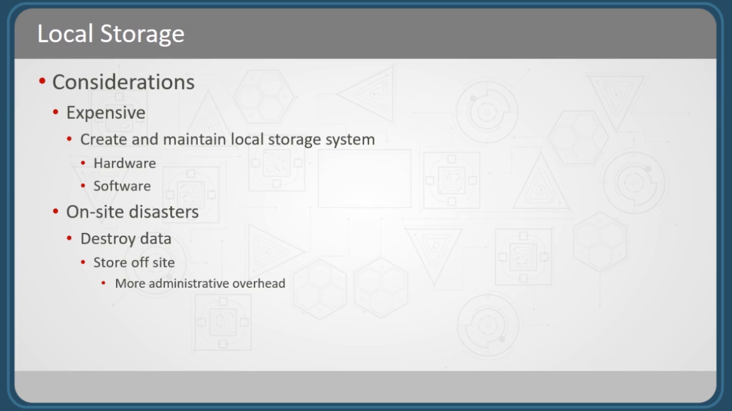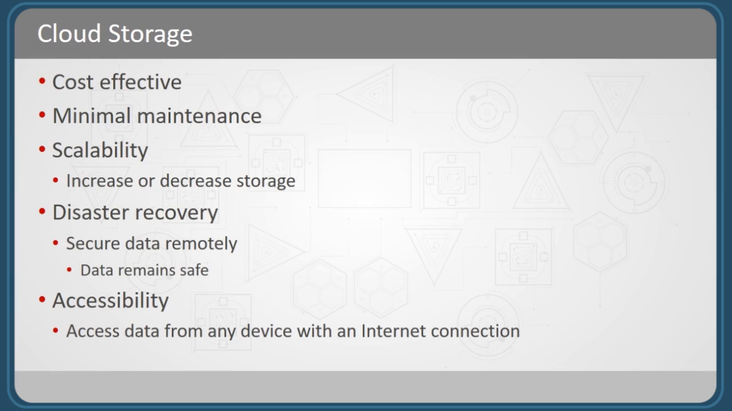Now, there are, of course, considerations with local storage. It can absolutely be tremendously expensive when you start getting up into the highest levels of SAN storage. So you have to create and maintain some kind of local storage system. You need the hardware, you need the software to manage and maintain it, so that can be very expensive. You also have to consider on-site disasters, which of course can destroy the data. So to mitigate that risk, you typically have to implement off-site storage, which translates into more administrative overhead. So there are always considerations. There are always pros and cons.